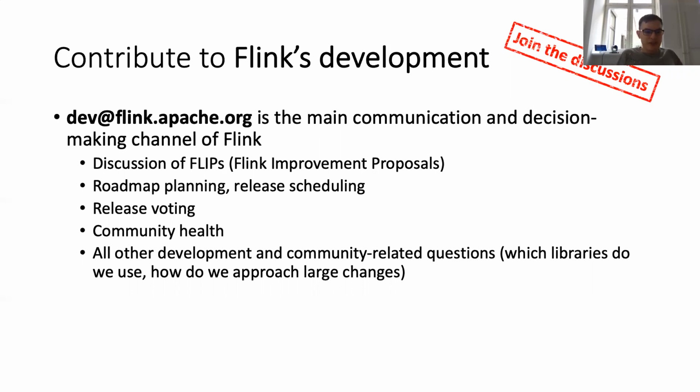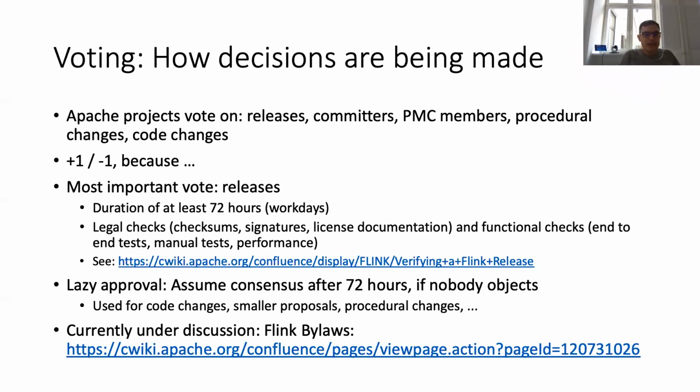So I mentioned release voting, and also FLIPs are usually voted on. And I would like to quickly explain how voting within Flink and also other Apache projects works. And that is via consensus and different voting schemes.